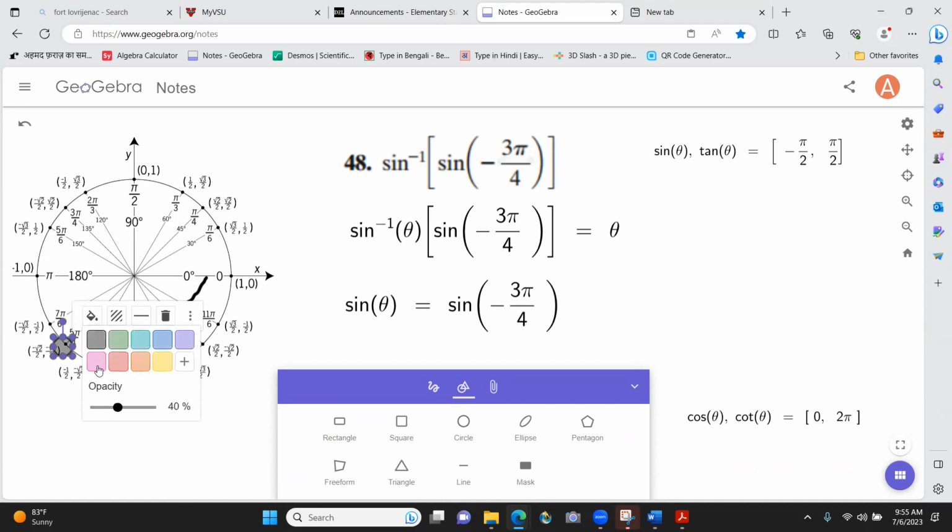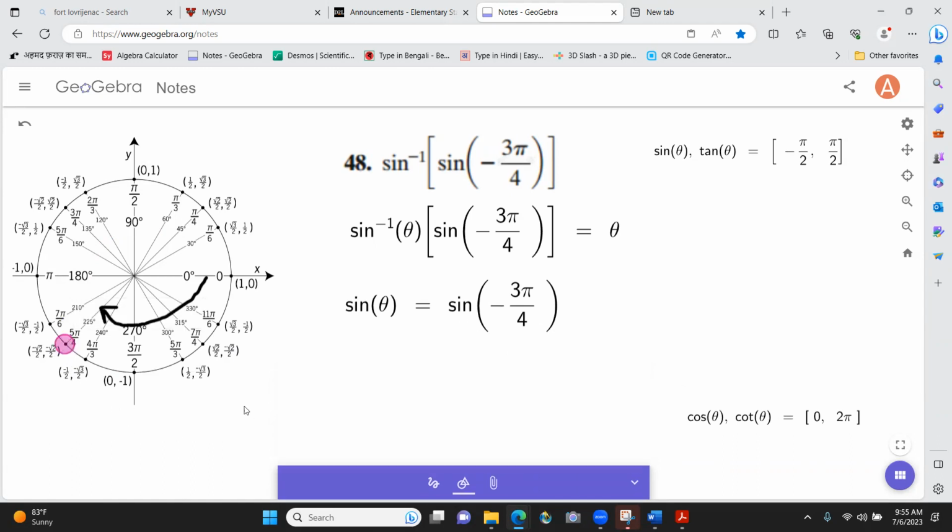Now this angle is not in the right range. But you're talking about sine, guys. In the right range, the sine value of what angle gives you the same sine value, negative square root of 2 over 2? It's going to be this one. It's going to be this one clearly.